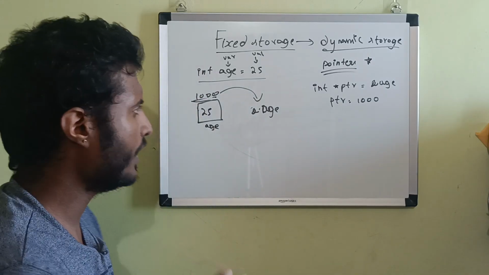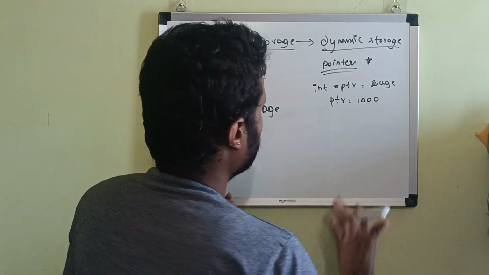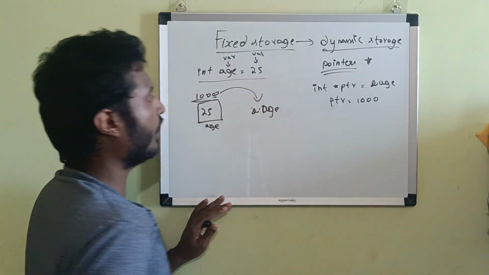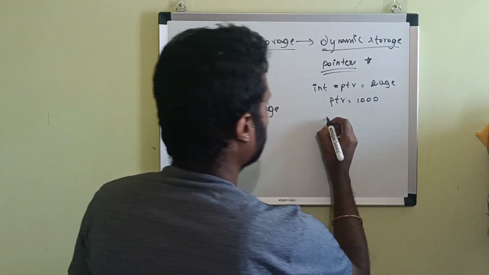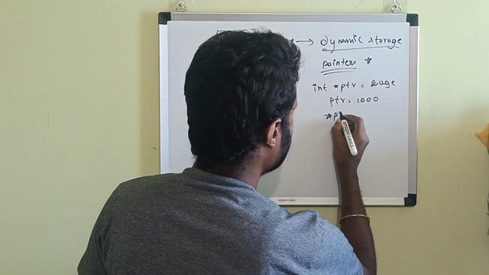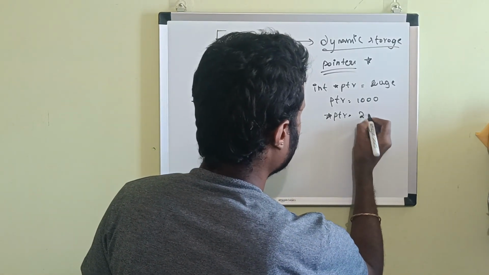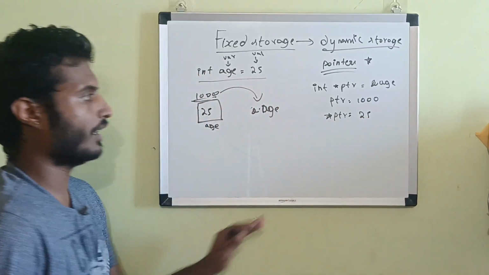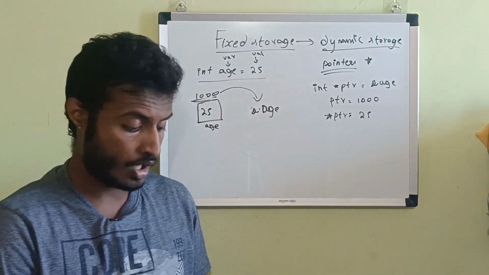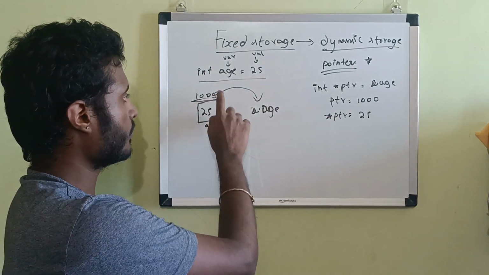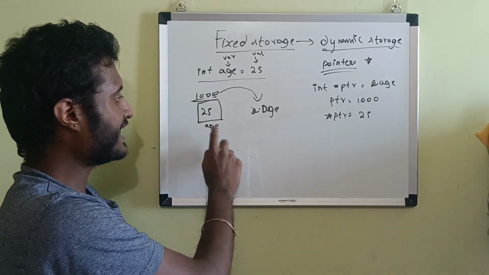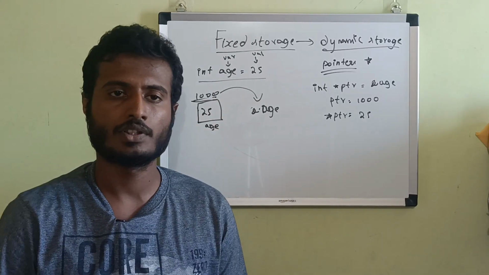Why? Imagine now, if we want to retrieve this, if we ask, this will be like 25. What is there in this address? Next question is, what is there in this address? Who is staying? Age is staying. The value is 25. Simple.